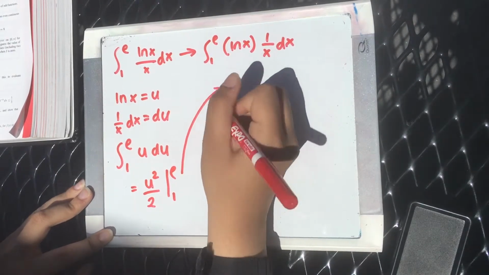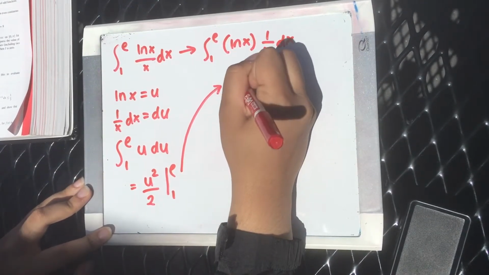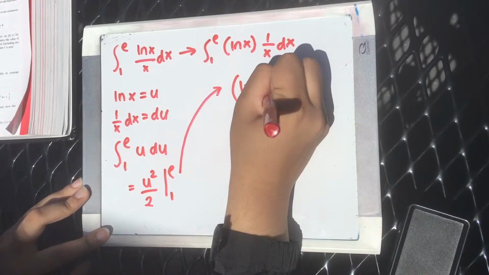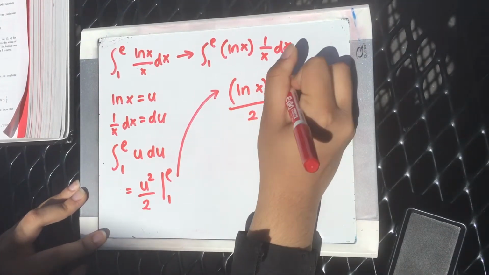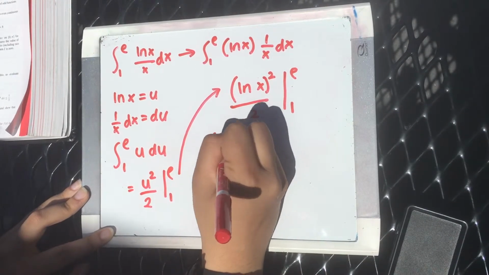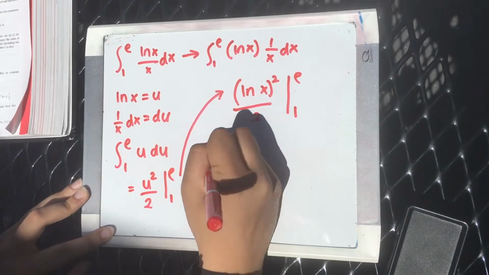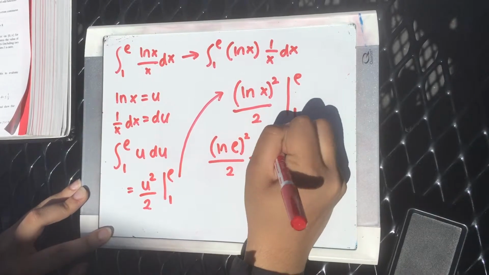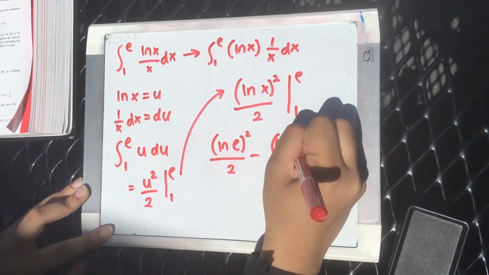Now we will replace ln x back into the equation, so it will be (ln x) squared over 2 from 1 to e. Now solving this integral will give us (ln e) squared over 2 minus (ln 1) squared over 2.